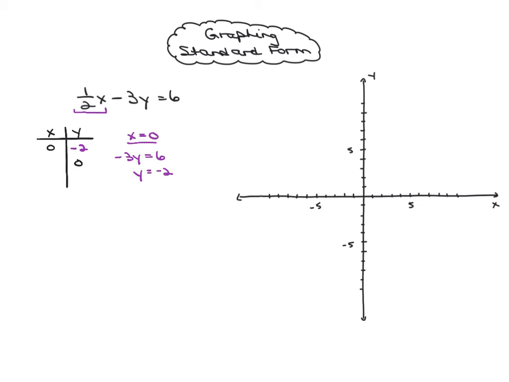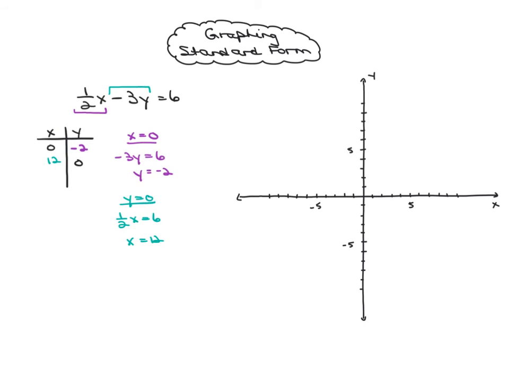Let's now look at the x-intercept. For the x-intercept, y is equal to 0. And when y is equal to 0, this entire term turns into 0. And we're left with 1/2 of an x is equal to 6. I'm going to divide both sides by 1/2, which is the same as multiplying by the reciprocal 2. So x is equal to 12.